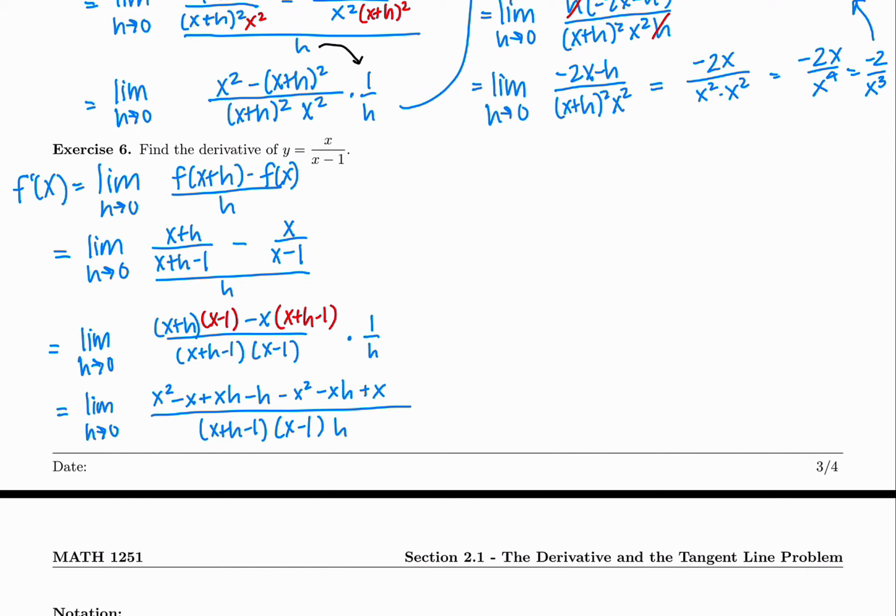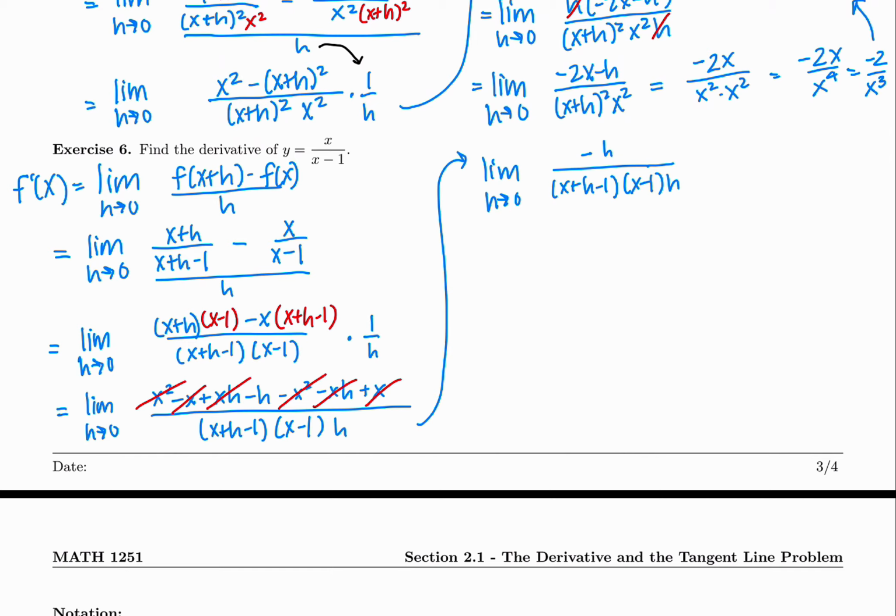Now, things should cancel. Let's see what happened. Yeah, I see an x squared and a negative x squared. I see a negative x and a positive x. I see a positive xh and a negative xh. Wow, pretty much everything canceled. So I have the limit as h goes to 0. All I have left on top is a minus h. And then on the bottom I have x plus h minus 1 times x minus 1 times h. And this is good because we finally get those h's to cancel. That means we can plug in a little better now.